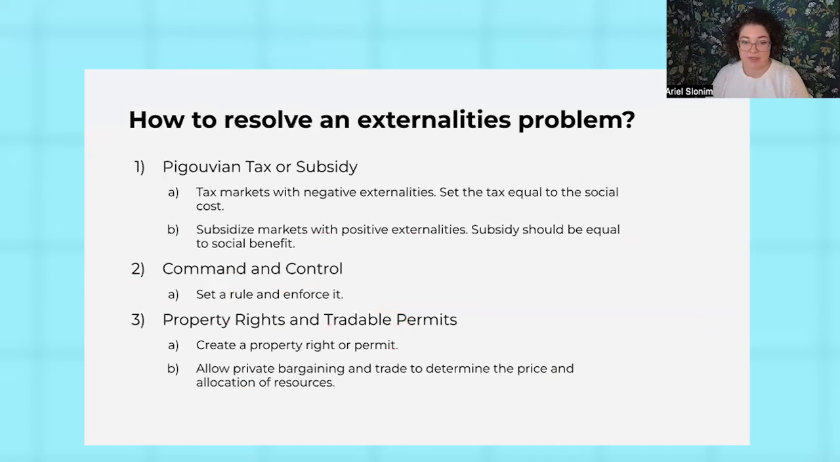And then we summarize, right, these three approaches to resolving externalities problems. We have the Pigouvian approach, command and control, property rights, and tradable permits. We've grouped that into, right, one grouping for simplicity's sake. Here we have just a little bit of description, a brief review.